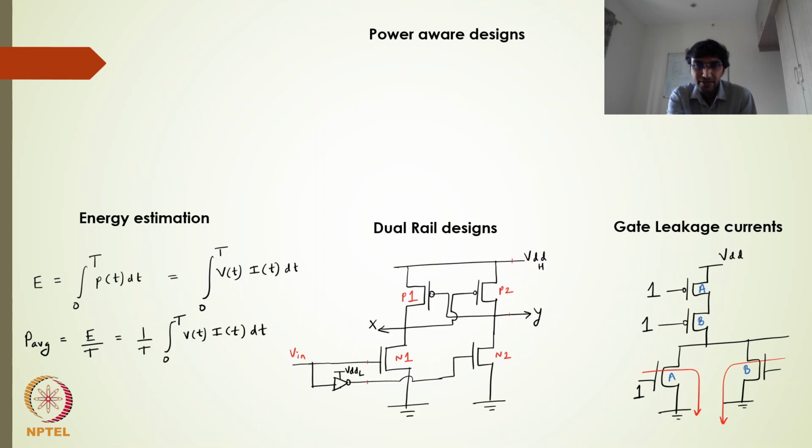So power is one of the very important criteria while designing digital circuits. And if we have a power estimation, then there are different methods to save the power, different methods to improve the power metrics. One such technique will be the dual rail designs, and how we have circuits adapted into dual rail designs. And we'll also look into the static power which arises from the gate leakage and then the subthreshold leakage currents.